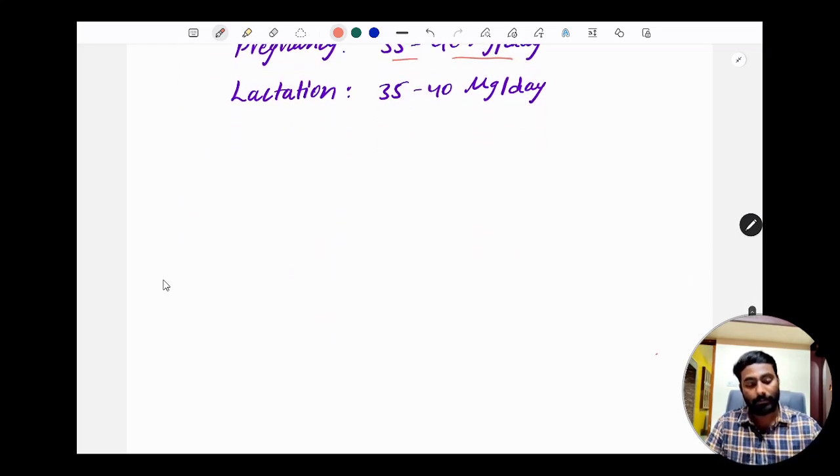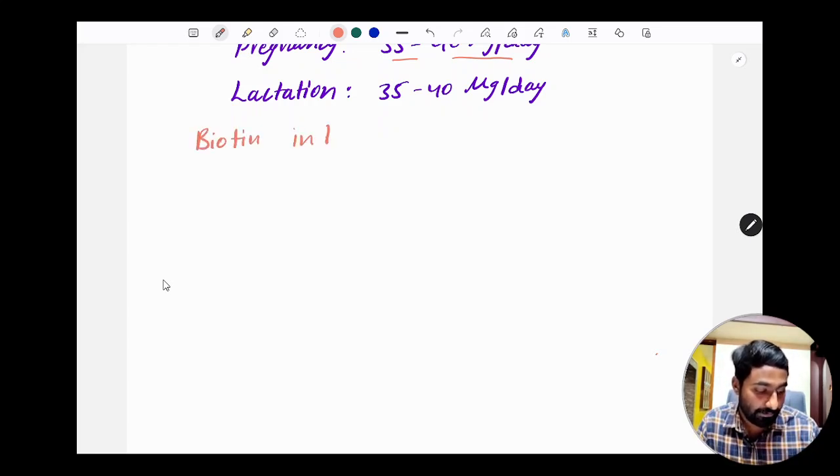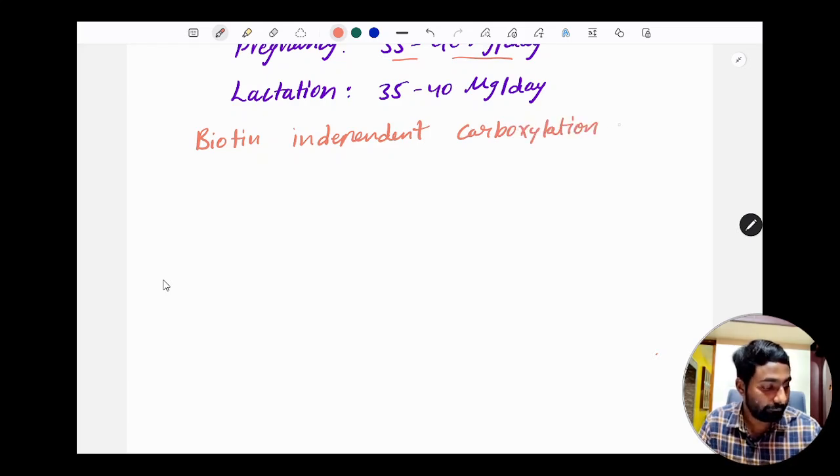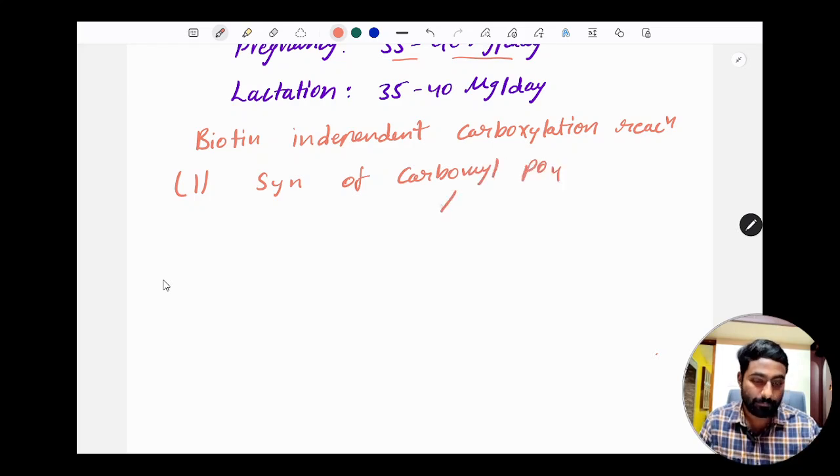Now we will see a few biotin independent carboxylation reactions. First thing is during the synthesis of carbamyl phosphate. This reaction is present in your urea cycle and in pyrimidine synthesis.